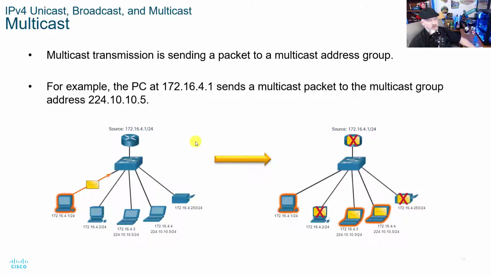A multicast transmission is sending a packet to a multiple address group, but not all of the addresses. So this one here is sending a multicast packet to the multicast group of 224.10.10.5. It goes out and it sends it to multiple units. It doesn't go to the router, it doesn't go to the printer, it just goes to those two particular computers.